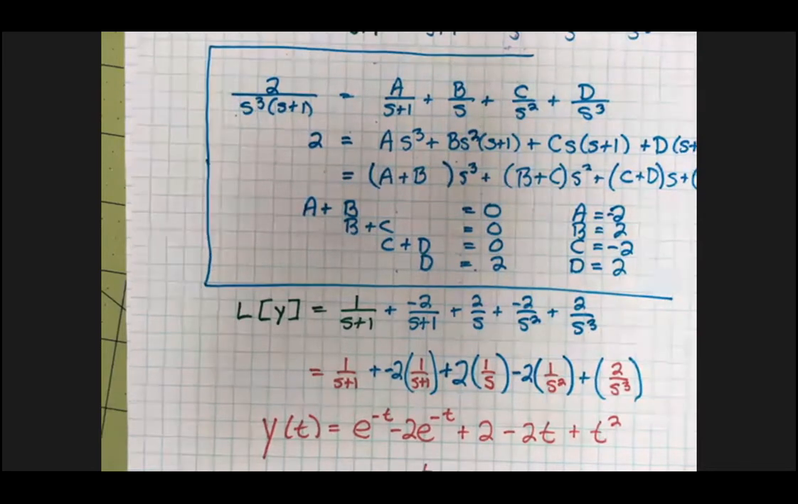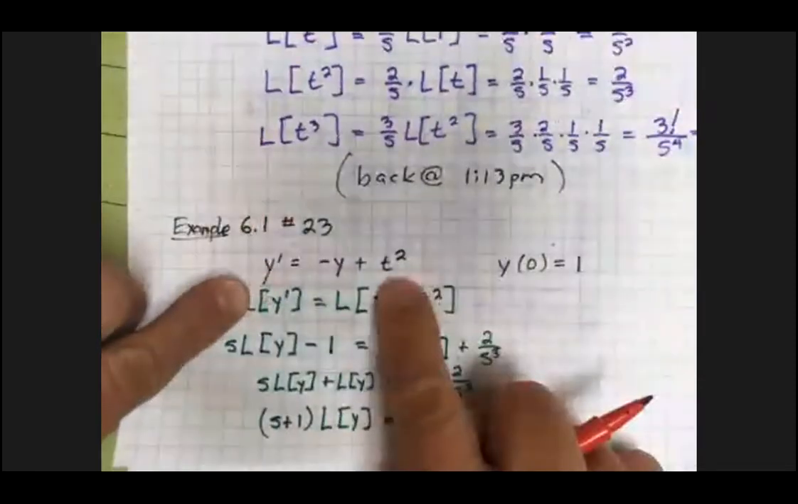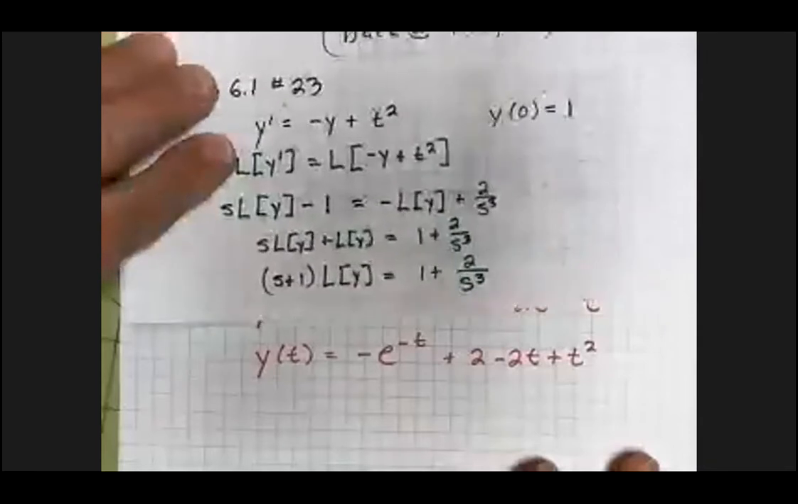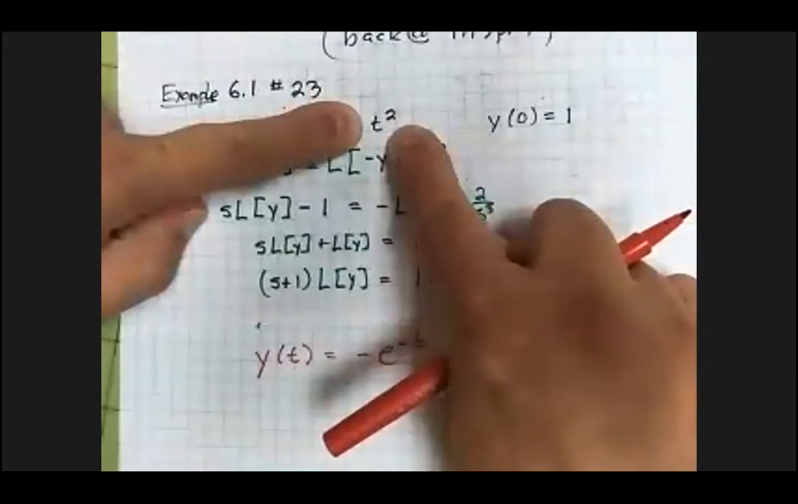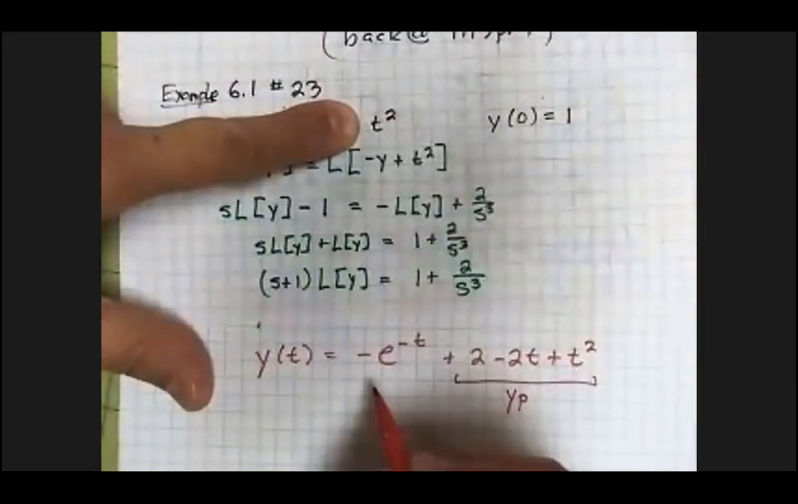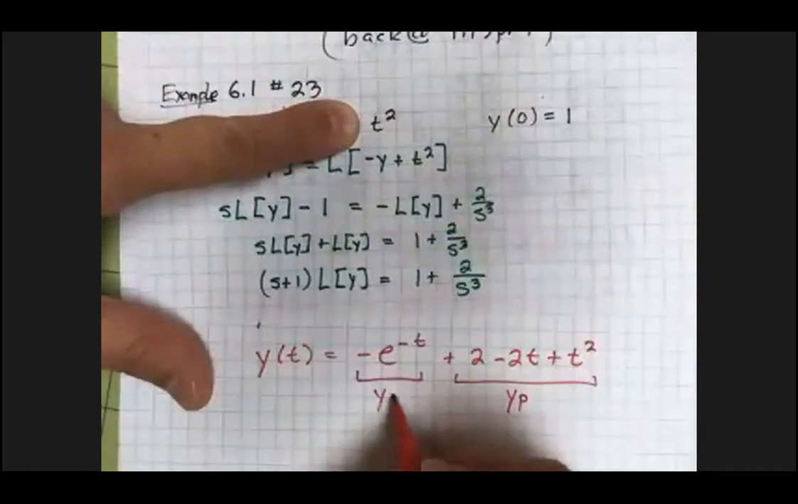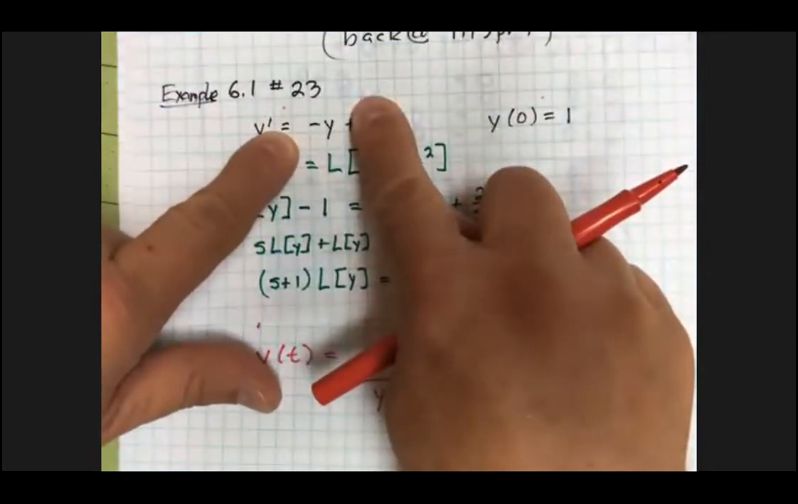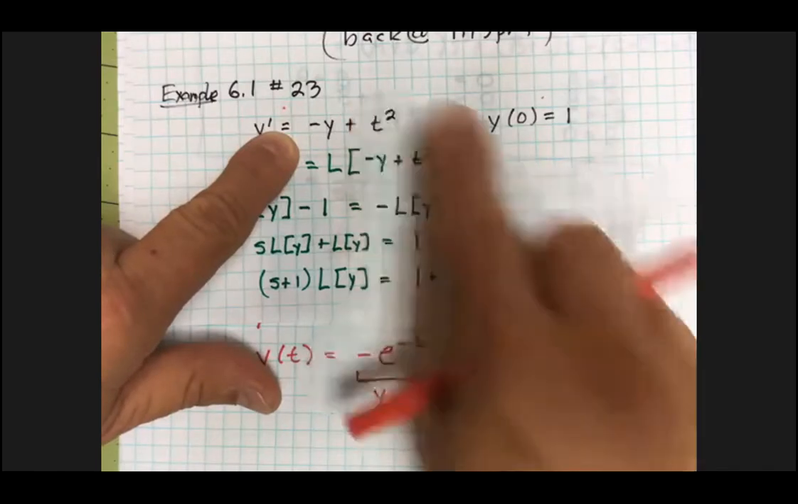Remember, our driving function for this problem was t squared. Sorry, I have to keep my paper moving. Got that little lag happening. Driving function for this problem was t squared. So this part right here, in the old days, this is what I call the YP. Well, I can still call it the YP. This is the YH. This is what? Exponential decay. That comes from that part of the problem. This is beautifully logical.